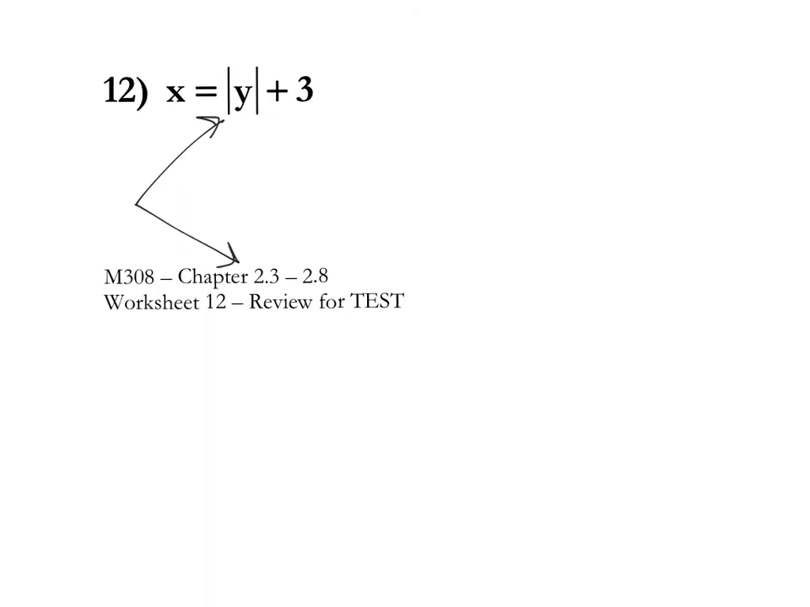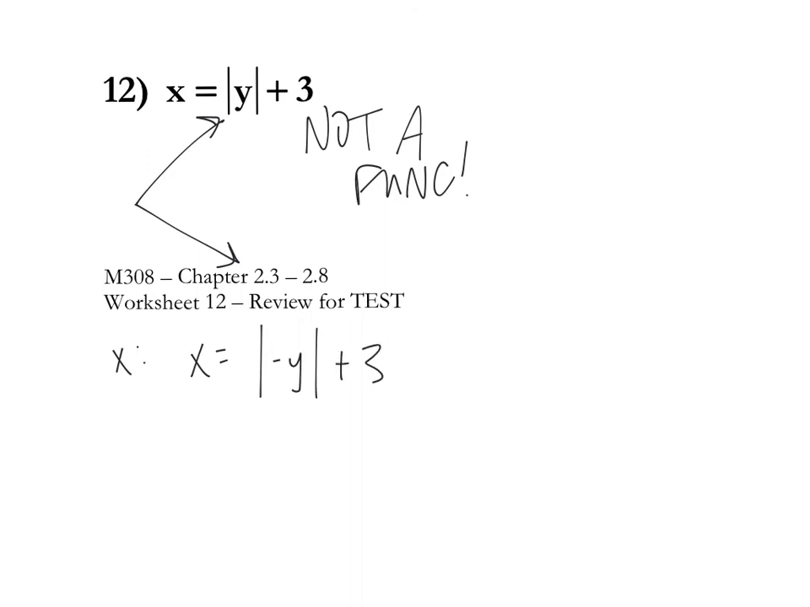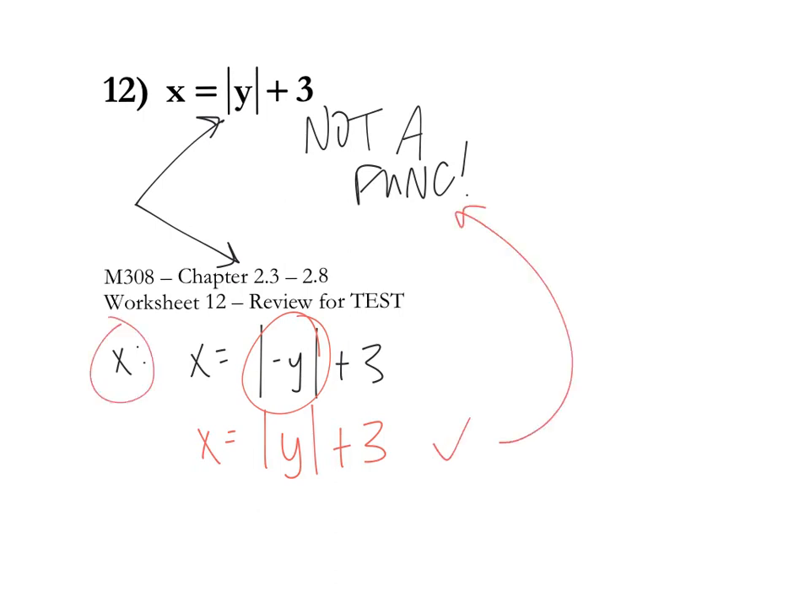Okay, is this a function? Not a function. Okay, but let's see if it has some sort of symmetry. So let's see if it has x-axis symmetry. That means when I plug in negative y for y, well, I'm pretty sure plugging a negative y into an absolute value means that that's the same exact thing as this, because absolute value is always positive. Yes, it has x-axis symmetry. That means it's not a function. Yes, it has x-axis symmetry.